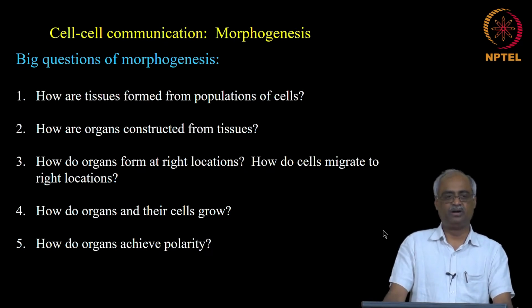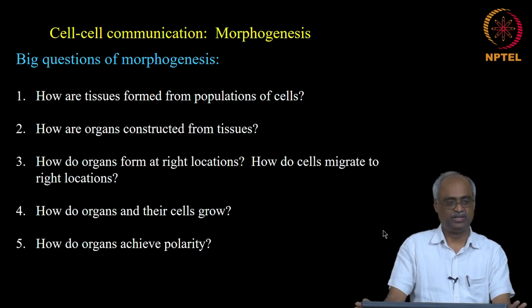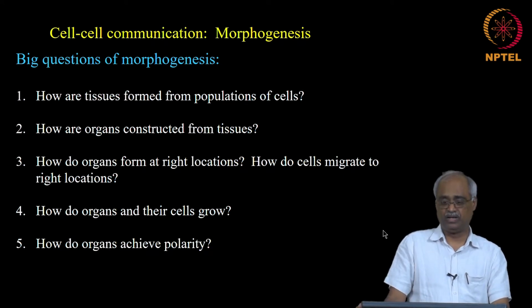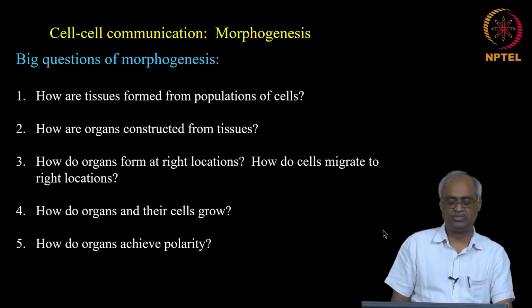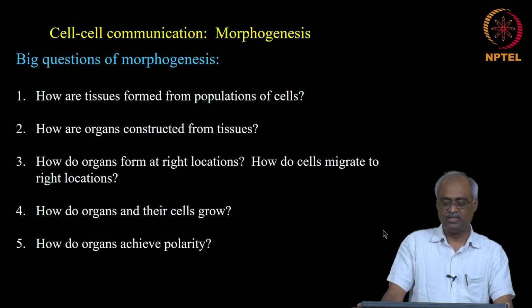And a tissue by itself does not make an organ; an organ may not be made up of a single type of tissue. It may have multiple tissues. That is where the difference between a tissue and an organ comes. Then you have to have organs in the right parts of the body, and within an organ the tissues have to be organized correctly. So these questions concern how a tissue forms correctly and how organs are constructed from tissues.